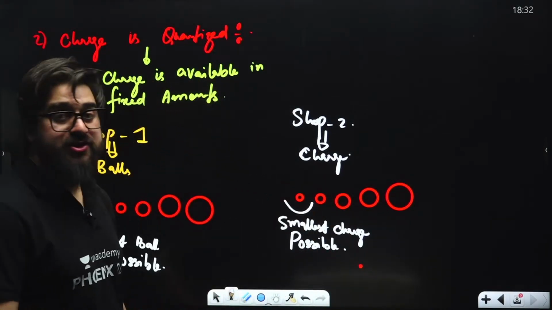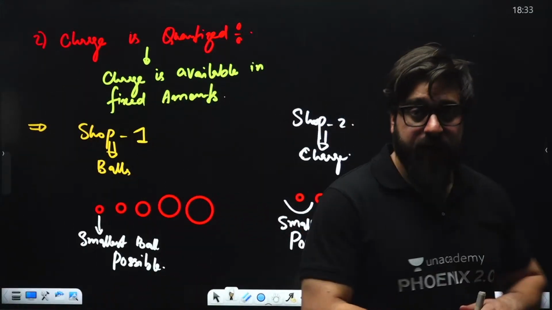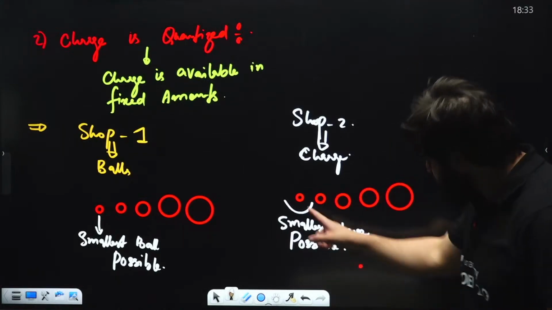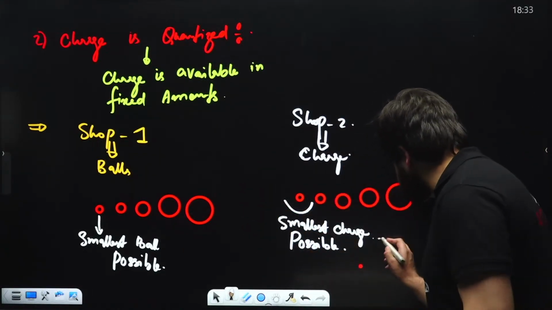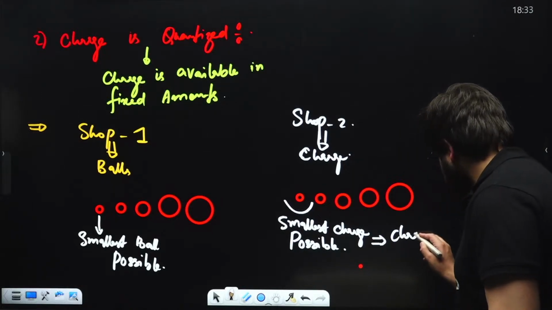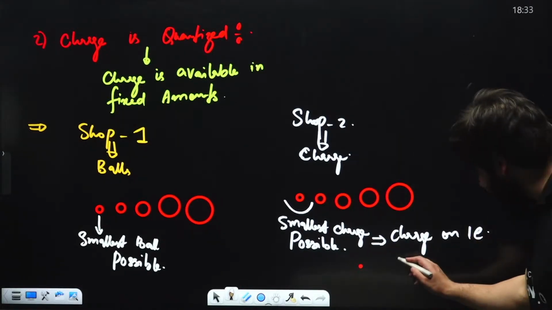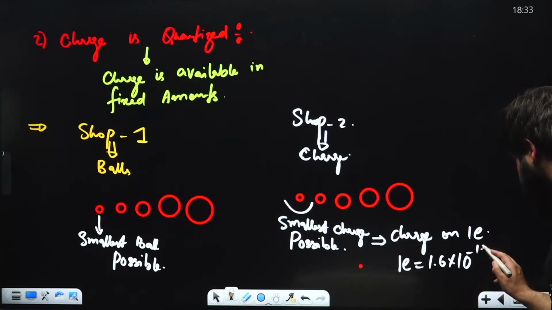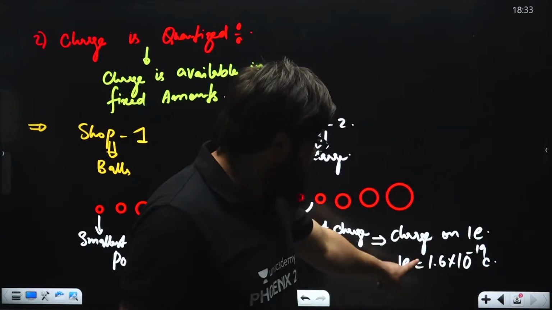This is the smallest charge possible. If I ask him, my dear friends, listen to me very carefully, if I ask him, give me one smaller than this one, he said, no, this is the smallest charge which exists. And how much is this charge? This is the charge on 1 electron. And how much is the charge on 1 electron? That is 1.6 into 10 raised power minus 19 coulomb. So this is the smallest charge that exists in the world.